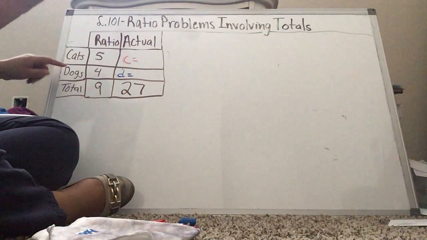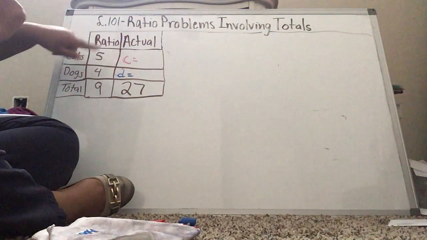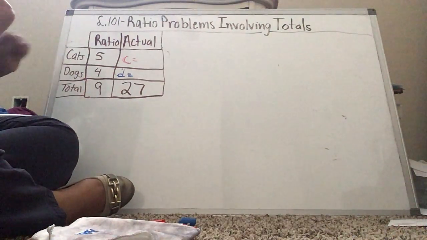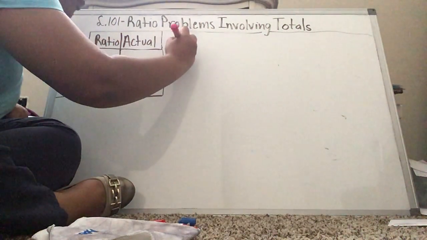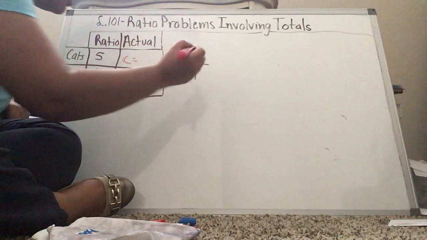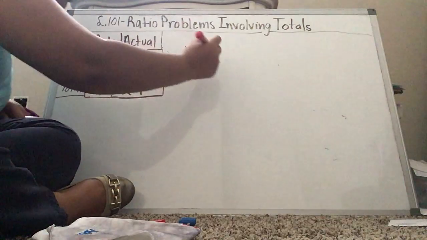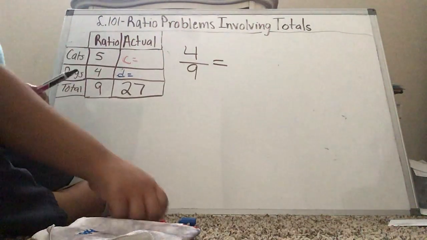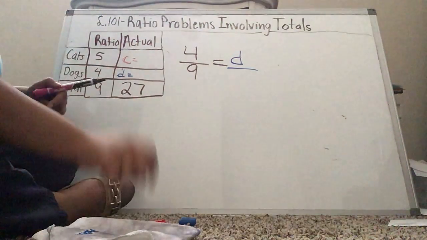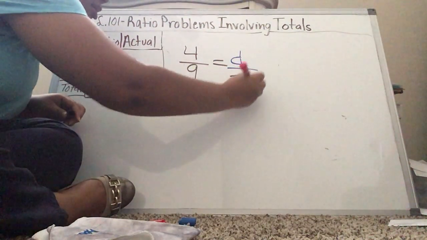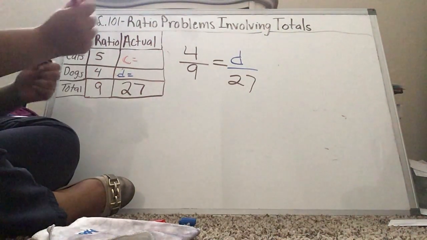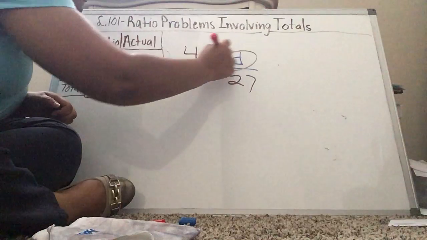So the first thing we're going to do is find the amount of dogs. You could find the amount of cats first. You're just going to change the numbers a little. But we're going to find the amount of dogs first. So we have 4 dogs in the ratio over 9 total animals equals D, we don't know how many dogs, the actual amount of dogs, over 27. So 4 is to 9 as D is to 27. We are going to cross multiply.